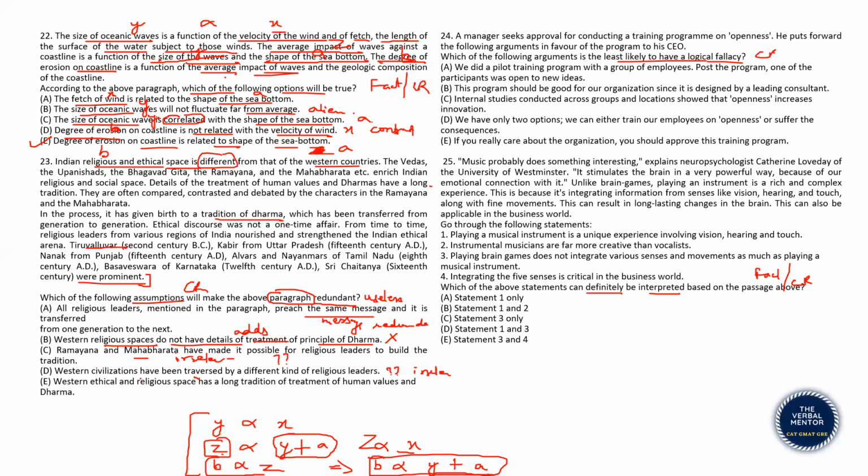Tough question. Western ethical and religious space has a long tradition of treatment of human values and dharma. If that is so, how is the Indian space different? Even the Western ethical and religious space has a long tradition of treatment of dharma. So Indian religious space is no different from the West. Then I think it is contradicting, but the question says makes it redundant. I'm not able to understand the question. Maybe my best guess would be E, but I'm not comfortable with the question.